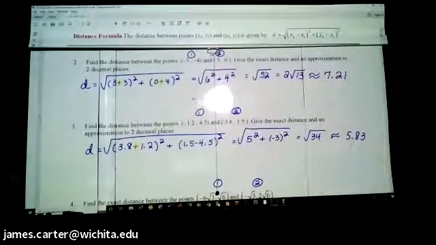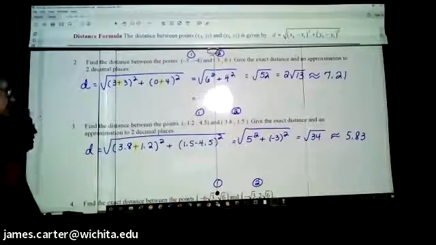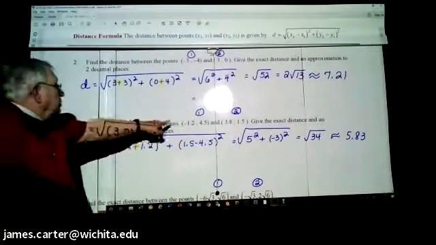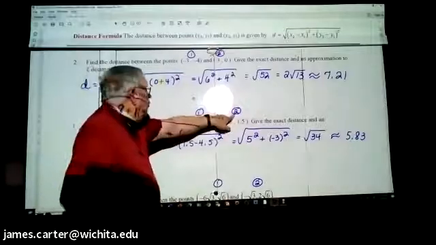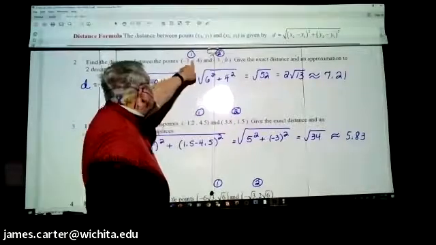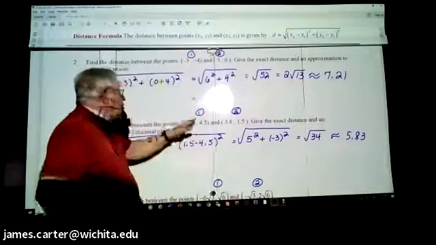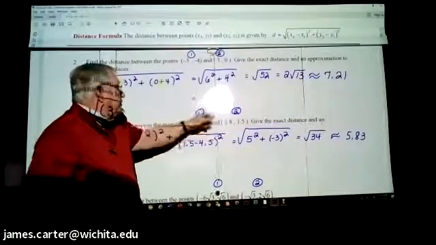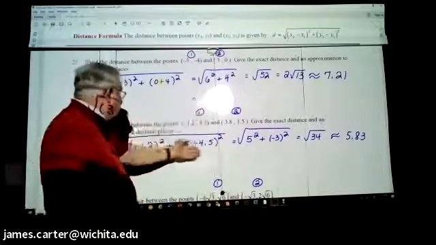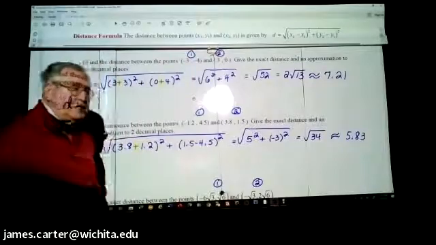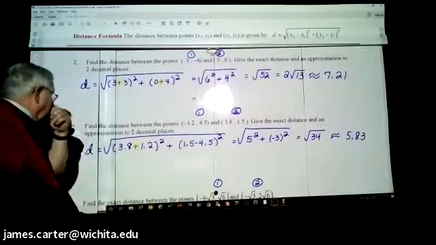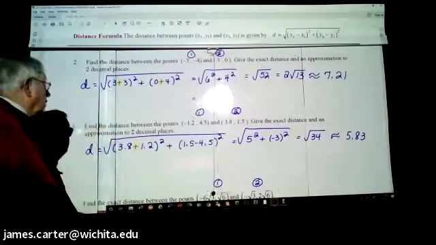On problem number 3, again, we have to find the distance. We chose to call this point 1 and point 2. Yesterday, I called this point 2 and point 1. I actually prefer to do them left to right, 2 and 1, so they just fit into the formula nicely left to right. But it works this way too.